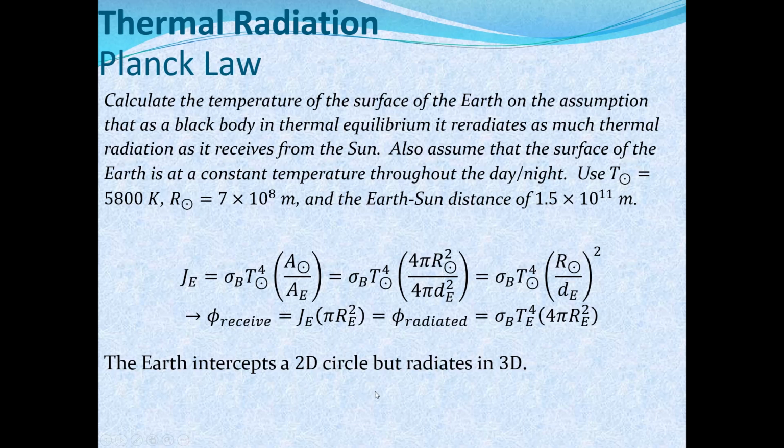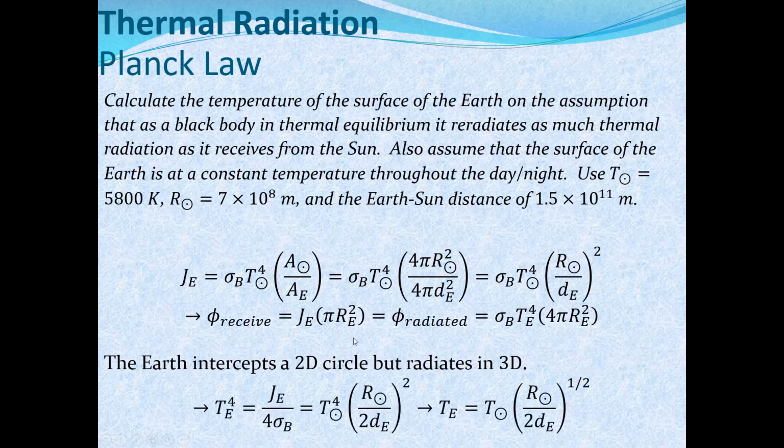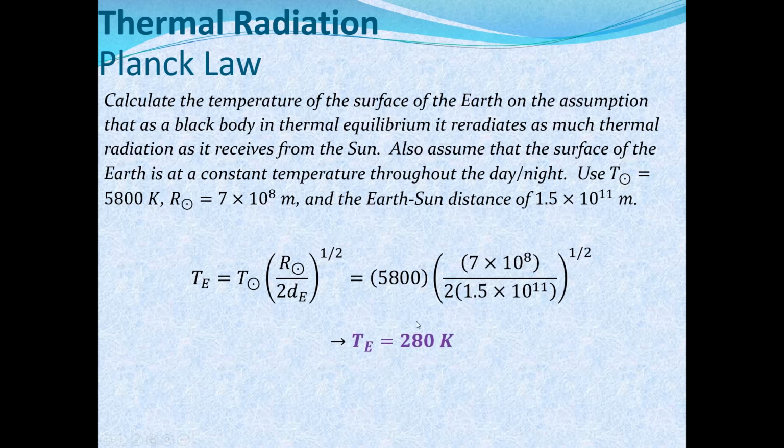So here this says it again, that the Earth intercepts the energy as a two-dimensional circle but radiates it in three dimensions. So from here, setting these two equal to each other, we can move some terms around and find that the temperature at the surface of the Earth is going to be equal to this times the temperature at the surface of the Sun. When we plug the numbers in, we end up getting about 280 Kelvin. So it does end up being a very, very small number compared to the temperature of the sun.